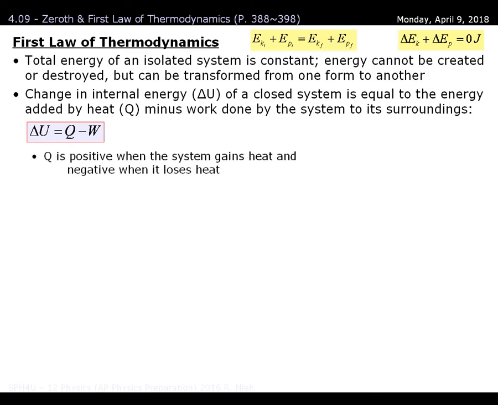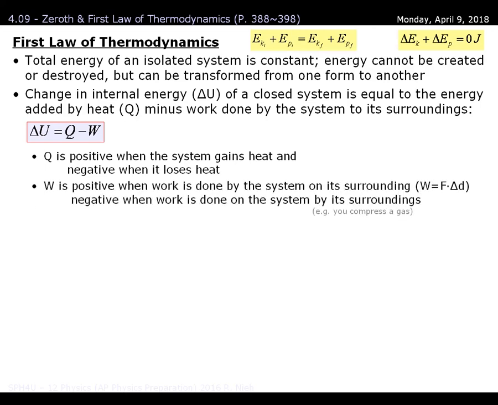Q is for the quantity of heat given to the system. So when you gain heat, Q is positive, and when you lose heat, Q is negative. W, on the other hand, is the work that the system does onto its environment. So just like when you exercise, you get tired and you lose energy, when you perform positive work, you end up losing internal energy, and that's why there's a minus sign in the formula.